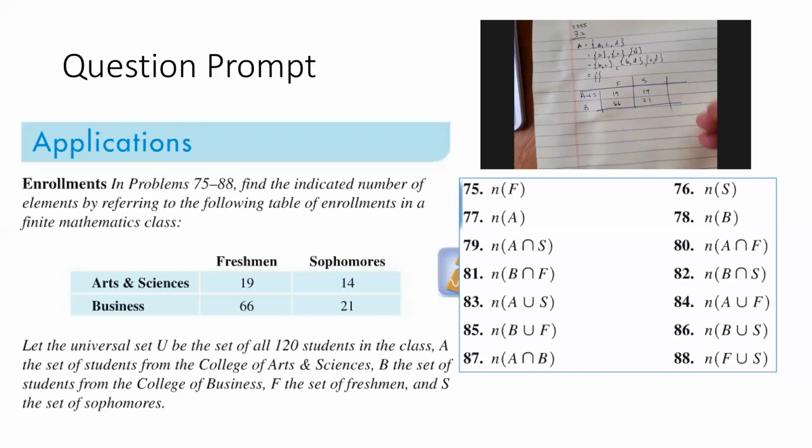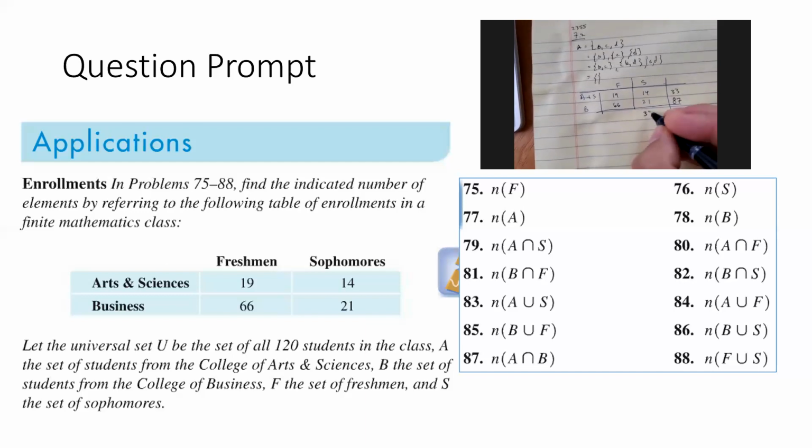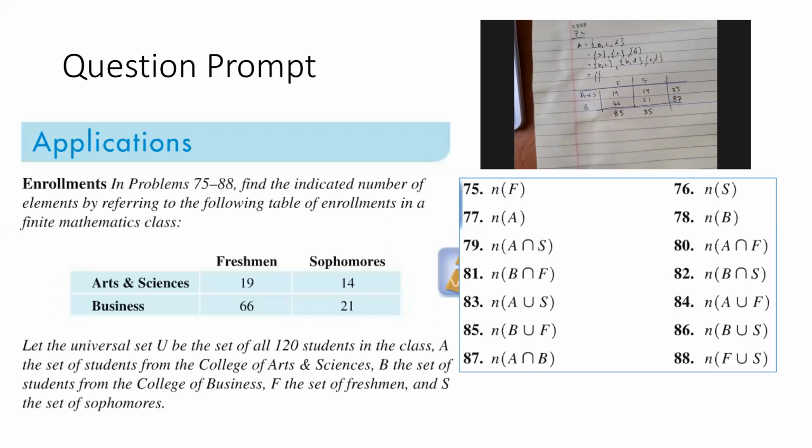Now, one of the things is when you construct these tables, you will want to go and sum them up. So sum up the columns and rows, so that way you have that for later reference. So 19 and 14 should give you, I think, 33. And 66 and 21 should give you 87. And 14 and 21 should give you 35. And 19 and 66 should give us 85, I believe. Yeah, 85.